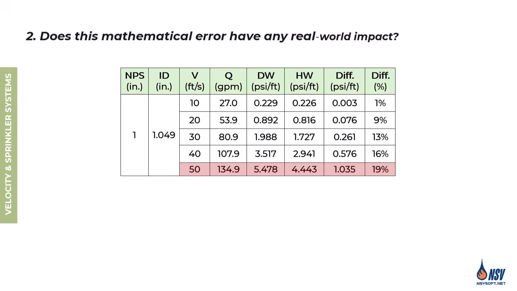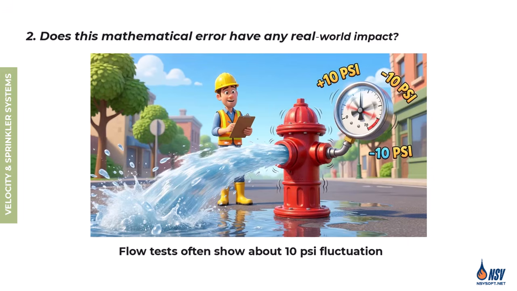Even at this unusually high flow, though, the difference between the two equations is only 1.035 pounds per square inch per foot. This pressure difference is really not a big deal when you consider the accuracy of the water supply data itself. Even under the best conditions, a flow test on a sprinkler system can show pressure fluctuations of around 10 pounds per square inch. Anyone who has ever watched a pressure gauge bounce during a hydrant test knows exactly what that looks like. So when the supply pressure can vary by that much, 1 pound per square inch per foot difference between Darcy-Weisbach and Hazen-Williams becomes almost irrelevant in the context of the entire system.